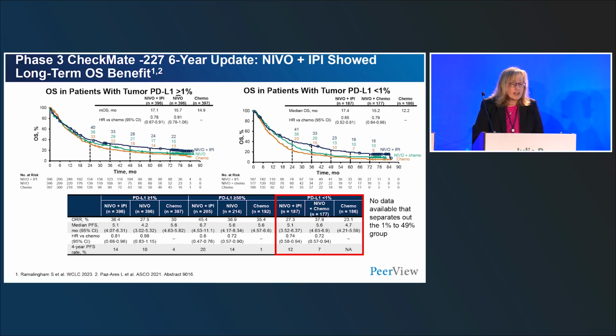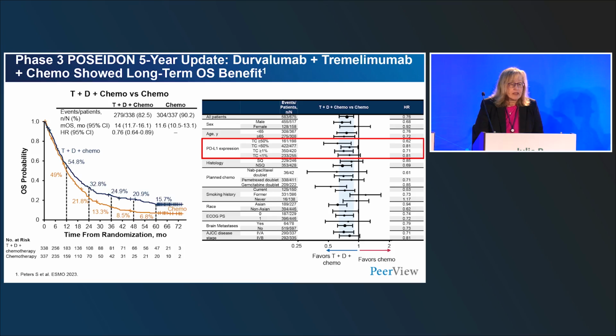We have 6-year data. Again, it's not FDA approved for PD-L1 negative disease, but there is long-term data with this combination, particularly, in my mind, for PD-L1 negative disease. Now, what about POSEIDON? Here you can see across all subgroups, you are seeing a survival advantage of the quadruplet: tremelimumab, durvalumab plus chemotherapy.